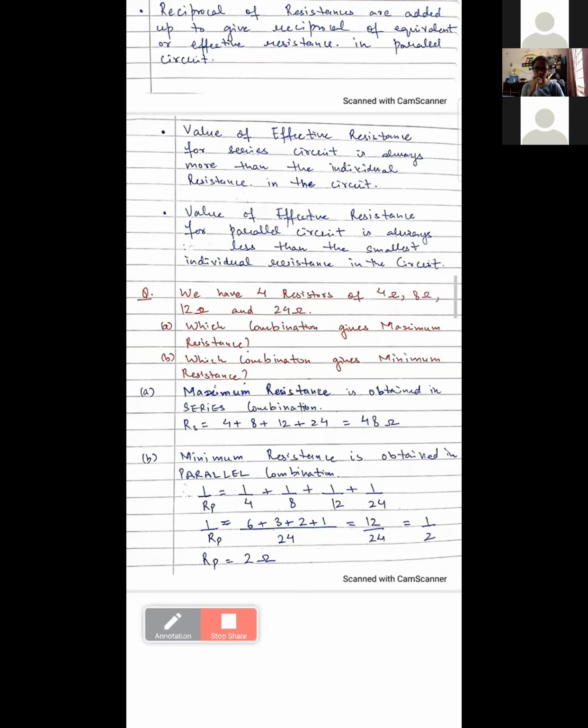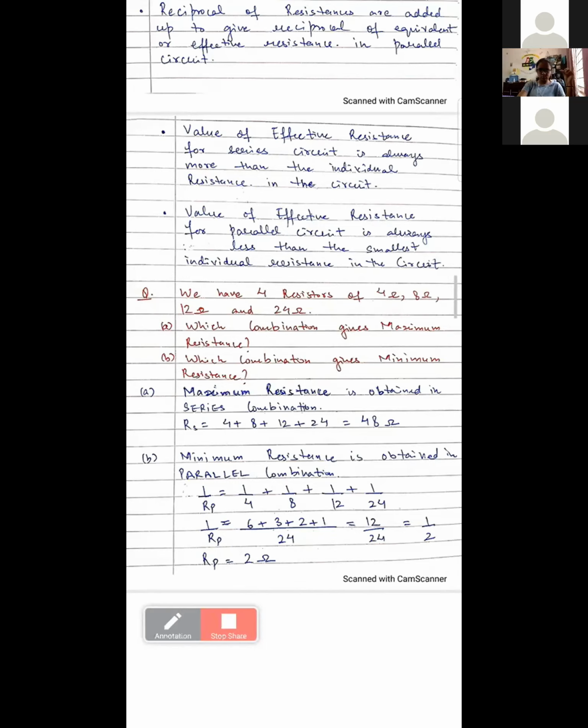The sum I get is the reciprocal of the parallel resistance, not the resistance value itself, so we only reciprocate at the last. In this one we have 4, 8, 12 and 24. The final resistance, 3 by 2, if we reciprocate it, won't be equal to the other values. I'm not saying they will be equal.